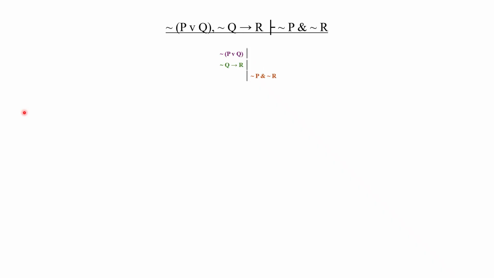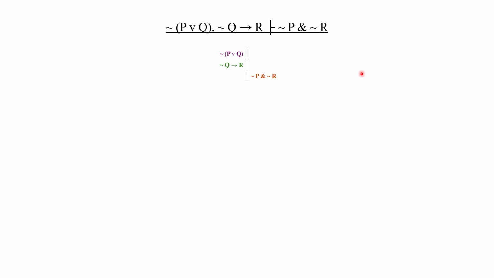Okay, now we've got 2 premises. So we've got this premise here and this premise here, and then our conclusion down here. So again, I color coded these. Everything in purple will be related to this first premise. Everything in green will be related to this premise, and everything in orange will be related to the conclusion. So I'm going to start with the first premise.